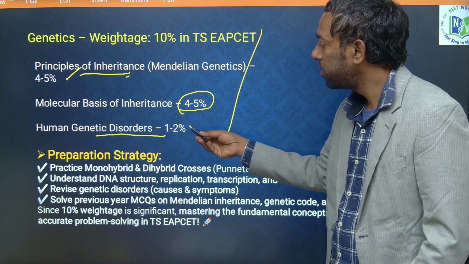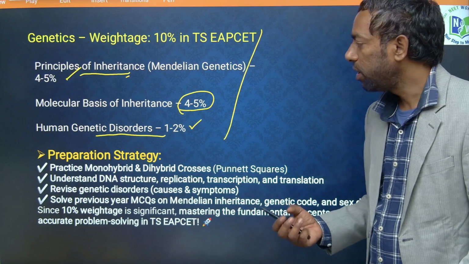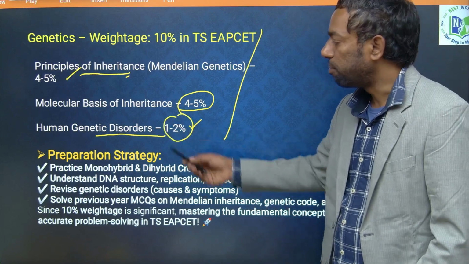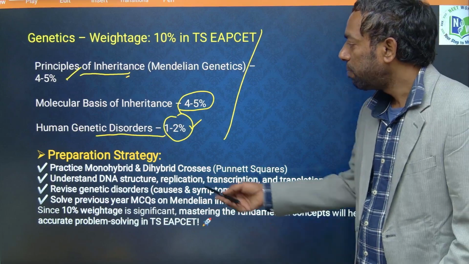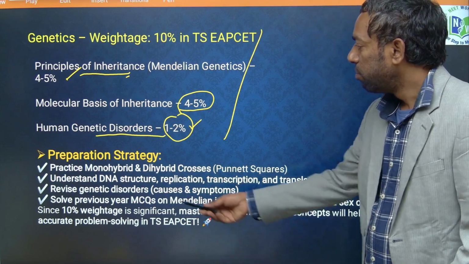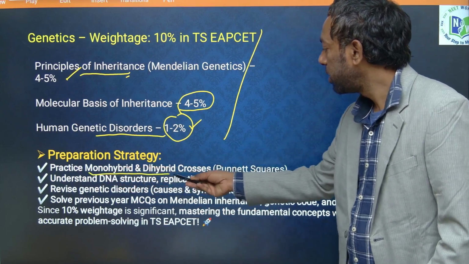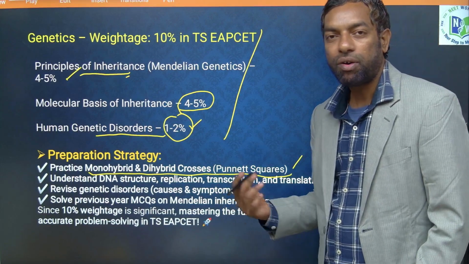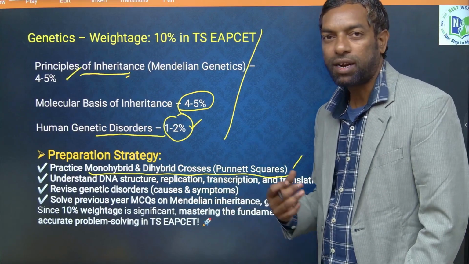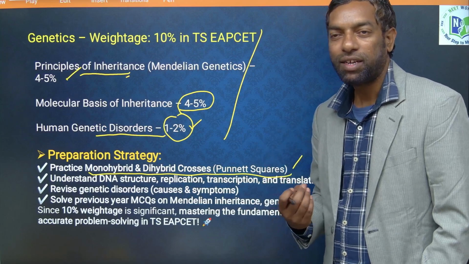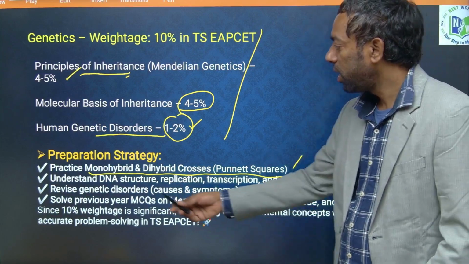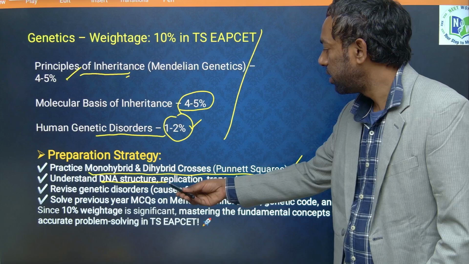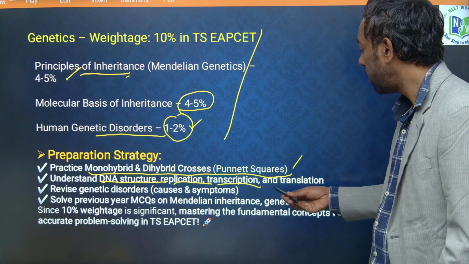and human disorders. This is very easy; you have to keep focus. 1 or 2 questions will come. Preparation strategy: monohybrid and dihybrid crosses, practice this. If you practice, it is easy and less time consuming. Understand the DNA structure, replication, transcription and translation.